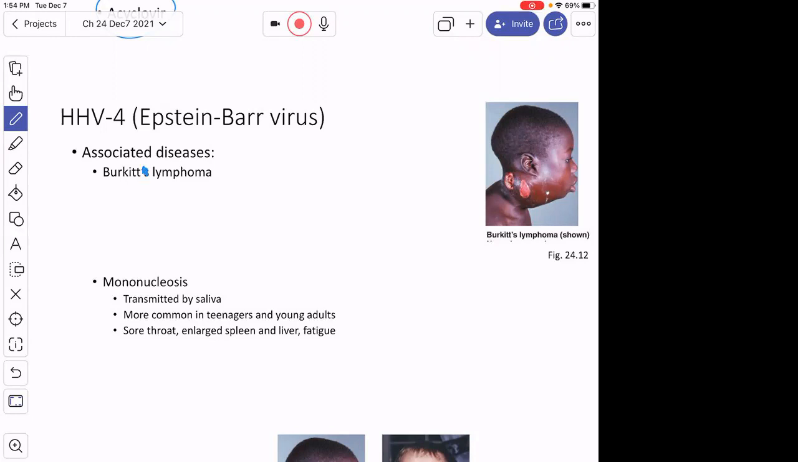This was the first virus that was shown to be oncogenic. It causes a cancer of the jaw. Epstein-Barr virus, well, I'll get to that in a minute. It's a very fast growing cancer. It's also associated with abdominal tumors. And kind of interestingly enough, it's most prevalent in African boys.